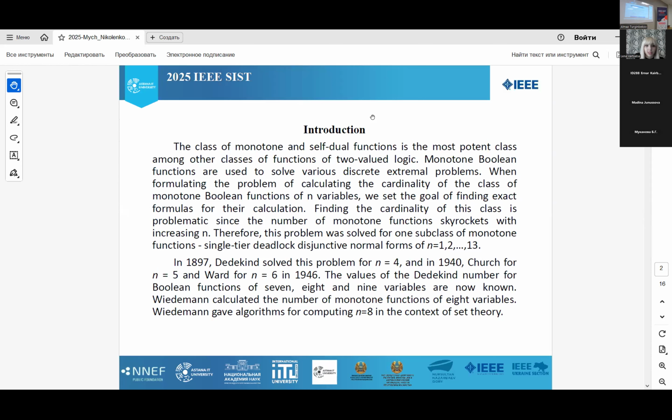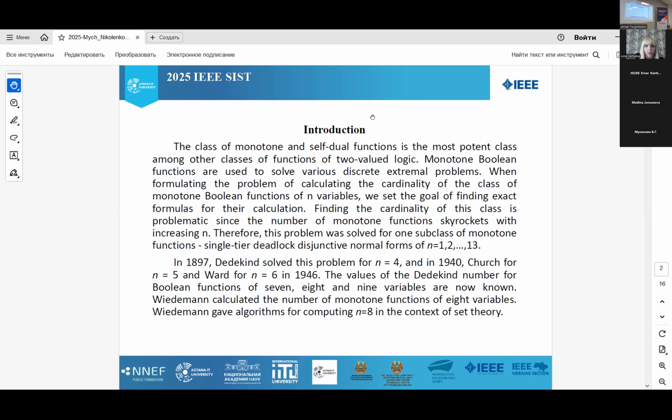The class of monotone and self-dual functions is the most potent class among other classes of functions of two-valued logic. Monotone Boolean functions are used to solve various discrete extremal problems. When formulating the problem of calculating the cardinality of the class of monotone Boolean functions of n variables, we set the goal of finding exact formulas for their calculation. Finding the cardinality of this class is problematic since the number of monotone functions skyrockets with increasing n.